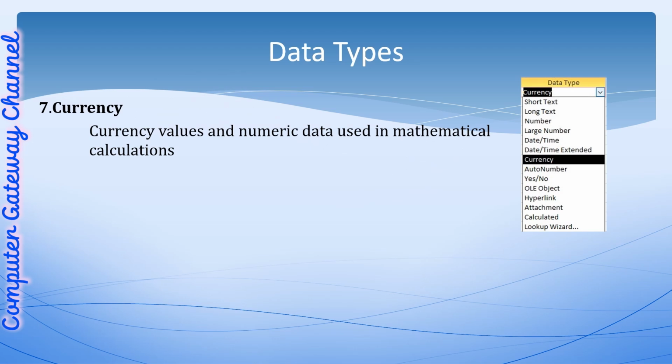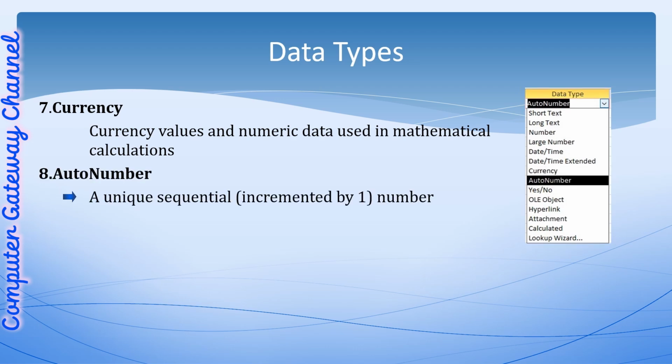Currency. When you have numeric data having currency or monetary values, then use this data type. It can store data up to 4 decimal places. Auto number. This data type generates a unique sequential number automatically.